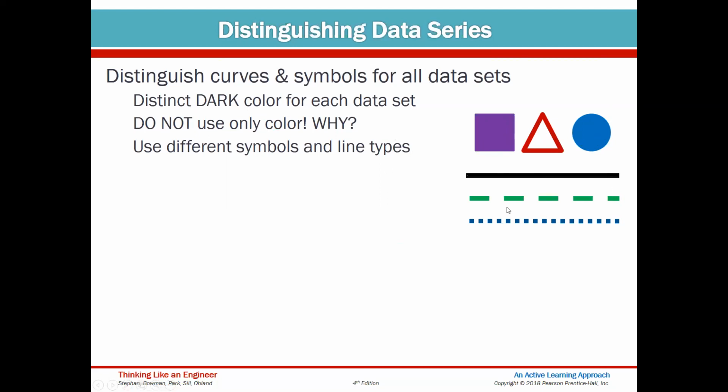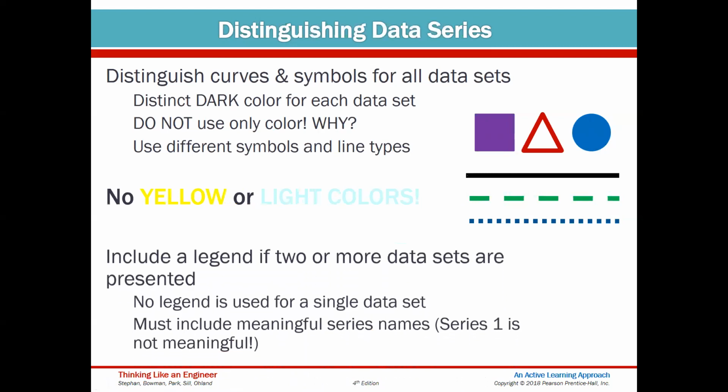So we've got a black solid line, a short dashed green line, and then a dotted blue line here as representation. And you want to make sure that you stay away from yellows or light colors in your graphs because those get really hard to see. You want to make sure that your data shows up.